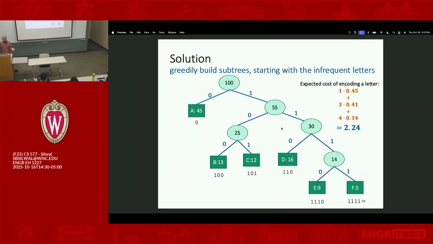And you can say, okay, the expected cost is 2.24, right? How did I get that, right? A, 45% of the time I'm paying 1. 41% of the time I'm paying 3, right? So how do I get this 41? Okay, I'm not sure how this math works, but okay, it's 2.24, right? It's a weighted average.